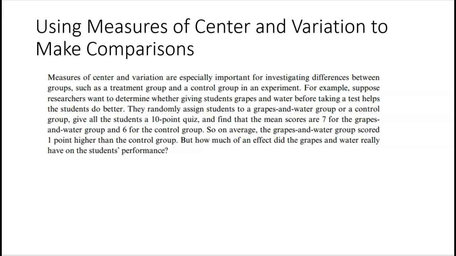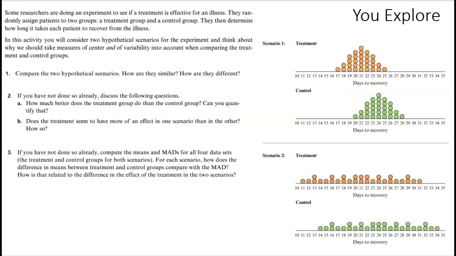For example, suppose they want to determine whether giving students grapes and water before taking a test helps them do better. So they randomly assign students to a grapes and water group or a control group. Then they give all the students a 10-point quiz and find the mean is 7 for the grapes and water group and 6 for the control group. So on average, the grapes and water group scored 1 point higher. But how much of an effect did it really have? That's when we can look at variation. So complete this exploration and then press play and we'll discuss it.